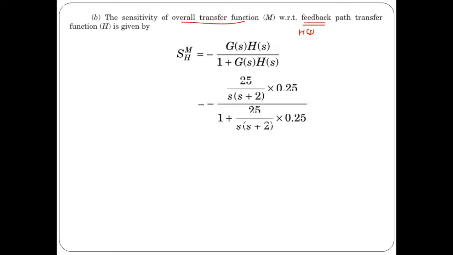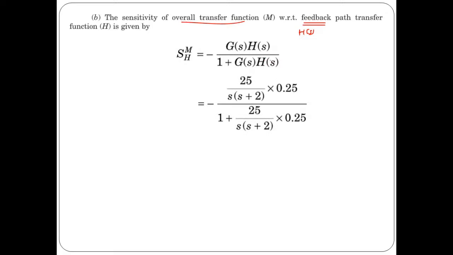Now let us try to solve the part B or second portion of the same numerical. That means calculation for the sensitivity of overall transfer function due to change in feedback path gain. This is very important. That means h of s. So what is the formula for this? We already derived that formula. It will be minus g of s into h of s upon 1 plus g of s into h of s.